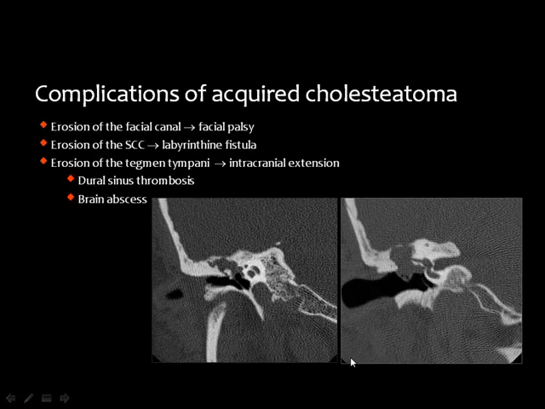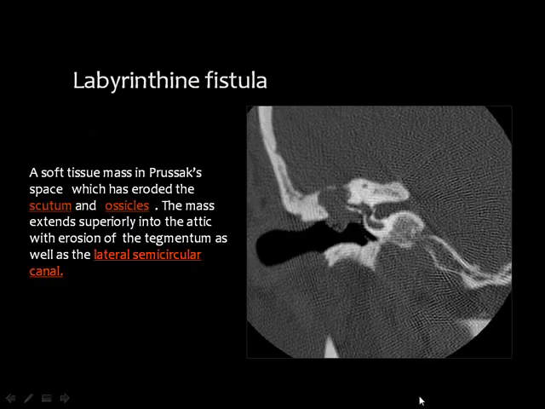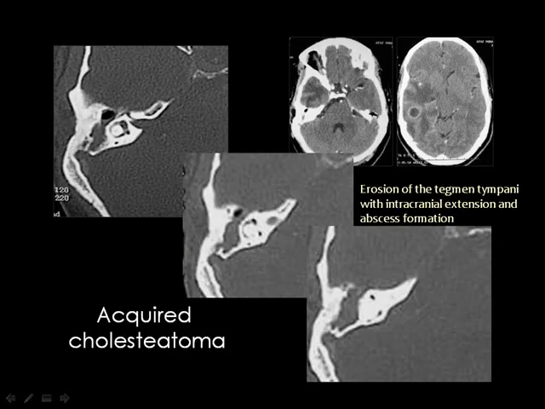Another case of acquired cholesteatoma is an opacity which is non-dependent, and this opacity erodes the tegmen tympani, and it also may erode the lateral semicircular canal. Can you see here? If the lateral semicircular canal is eroded, then you will get a labyrinthine fistula. And this is an example of labyrinthine fistula, a cholesteatoma eroding the edge of the lateral semicircular canal, then creating a connection between the middle and inner ear cavities.